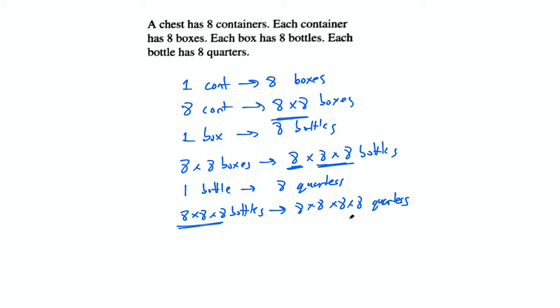So what is the value of the money in the chest then? Well, this is going to be 8 to the power of 4 quarters. We know that a quarter is worth $0.25. So if you multiply this by the number of quarters we have, you end up getting $1,024.